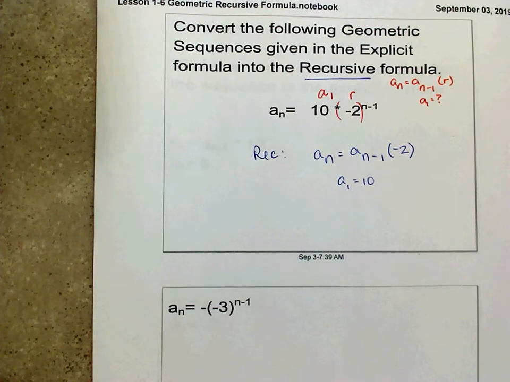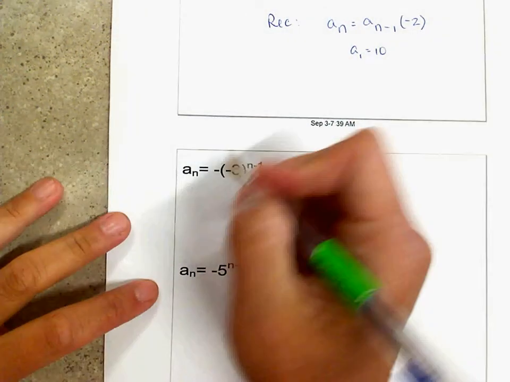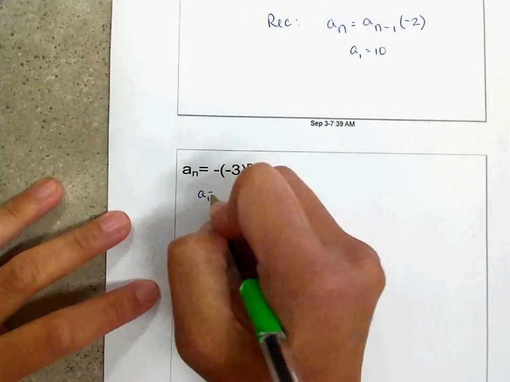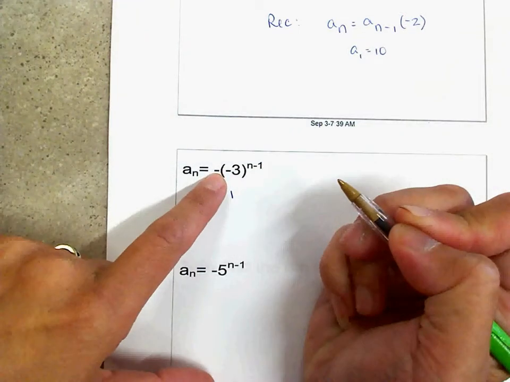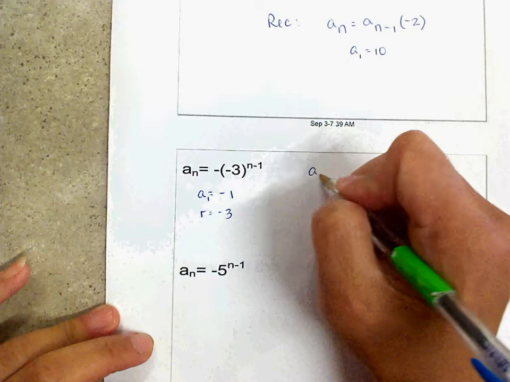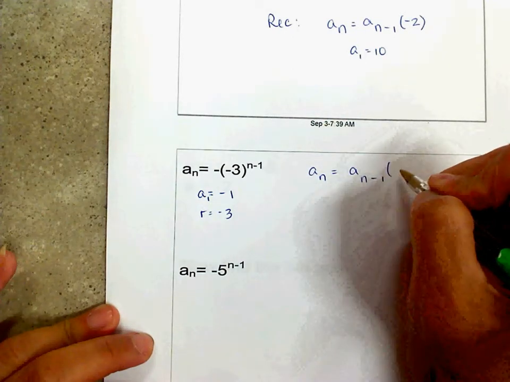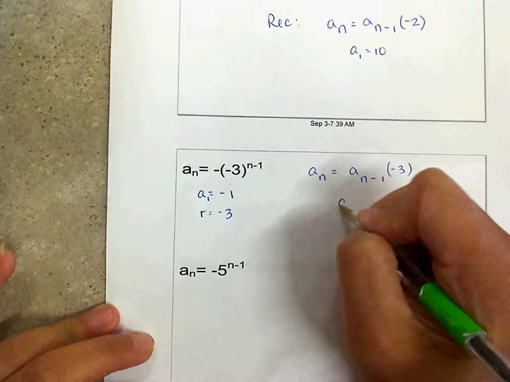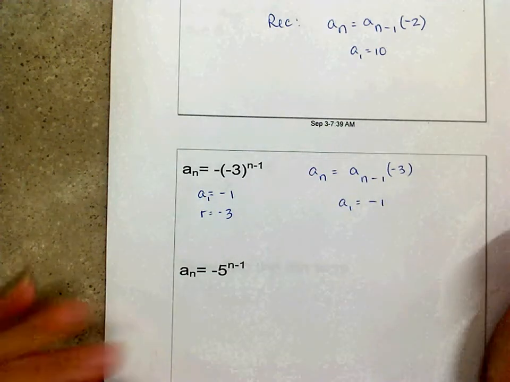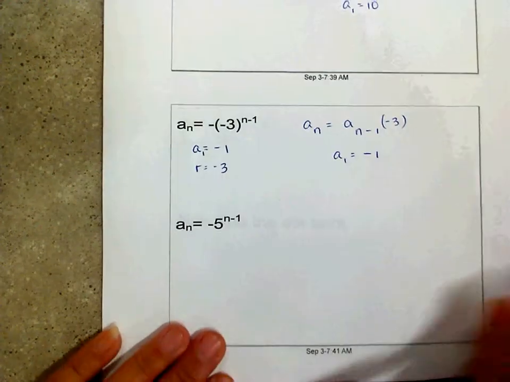All right. Let's look at this one right here. Figure out what is what first. Your first term is negative 1. There's a negative 1 right here. Your R is a negative 3. So your recursive is a sub n equals a sub n minus 1, your R is negative 3, and your first term is negative 1.